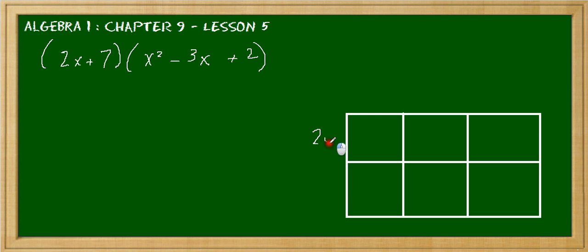Okay, so let's go ahead and put 2x plus 7. That would naturally go here since they're 2. And then we would put x squared, we would put negative 3x, and then positive 2 here. Okay, so if we were to follow the method and we could see the green arrows that they draw, we would have 2x times x squared, and we have that over here.